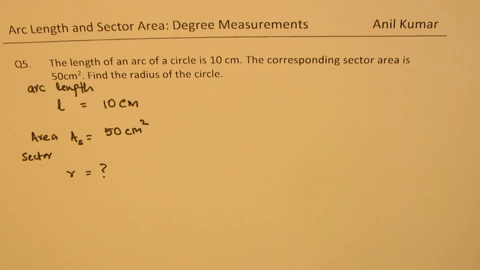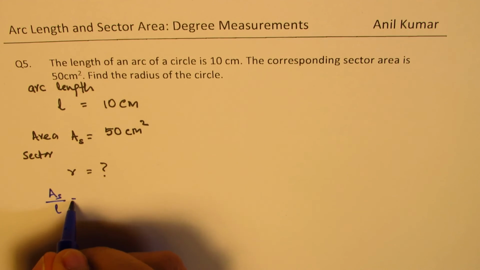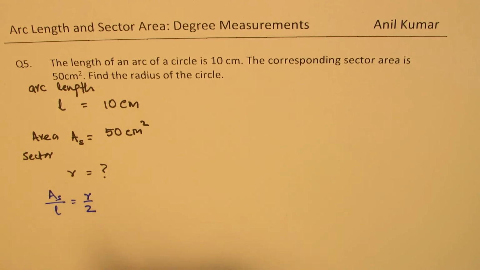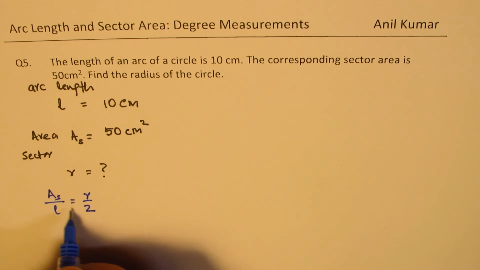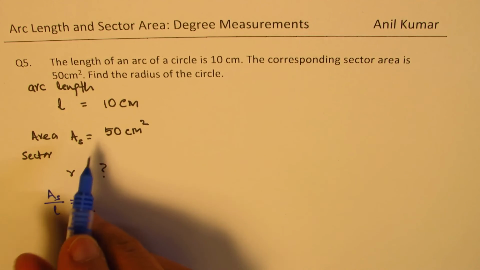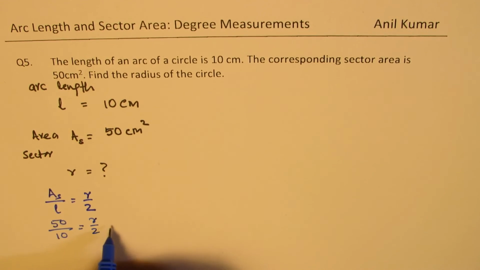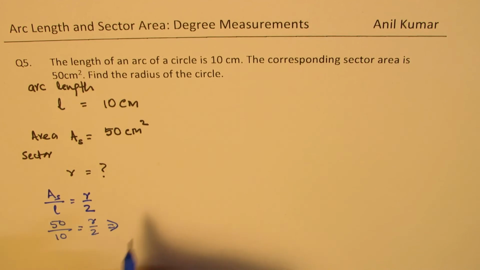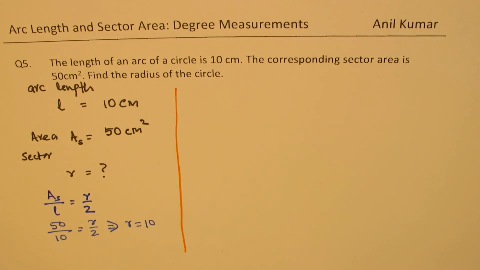Well, one, you know the relation between the area and the arc length, right? So area over the arc length is r by 2. So that should give you the formula and the answer. Very simple, right? So we get the values from here directly, right? So you could use the values here, which is 50 over 10 equals r over 2, and that gives you r equals 10. Is that clear to you? So that is definitely a shortcut, very easy way of finding this out.